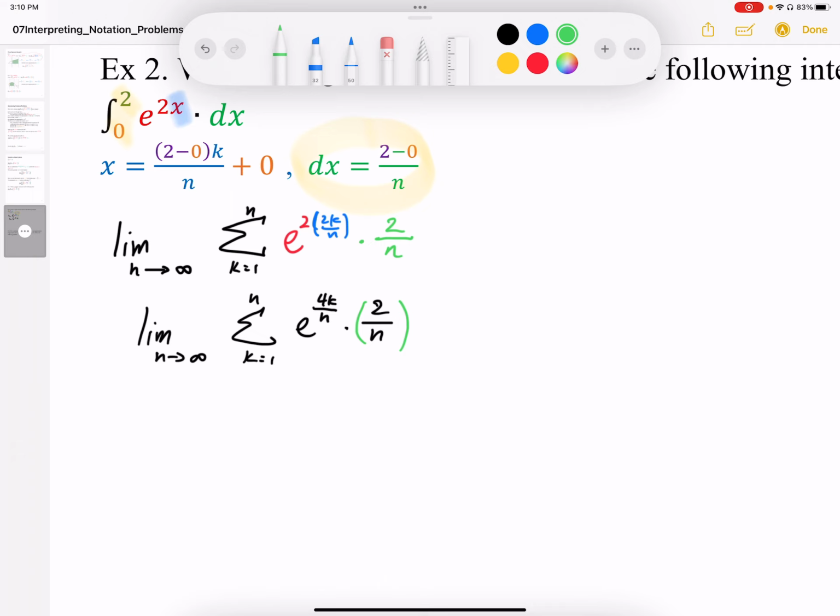And we can test this. We can plug in k equals 1 and n equals infinity, and we get e to the power 0. So we're going to start at 2 times 0, so we're going to start at 0. And then when we plug in k is infinity, n is infinity, we're going to end up with the x value in here. That's going to be equal to 2, so those are the correct bounds that we have on the integral that was given.